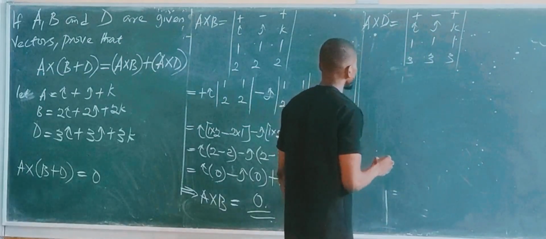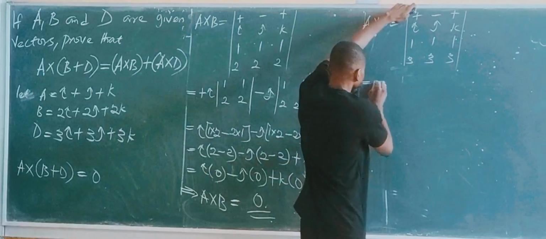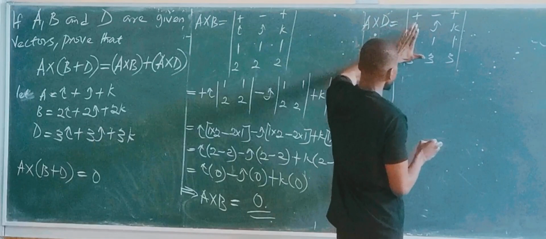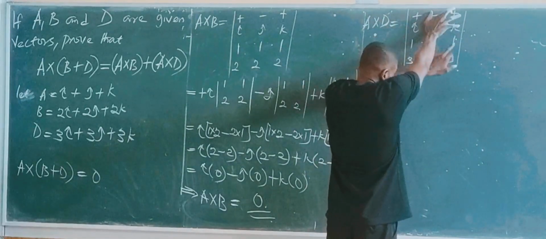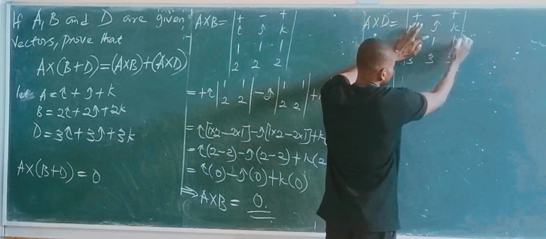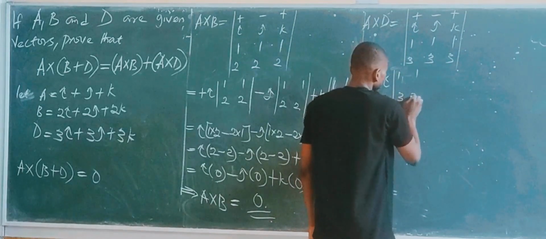Now we apply, of course, the rule of determinants. This is now equal to, starting with positive plus i. Okay, we block the row of i, block the column of i. We are left with what? 1, 1, 3, 3. Block the row of i and column. We are left with 1, 1, 3, 3. So we simply have 1, 1, 3, 3.